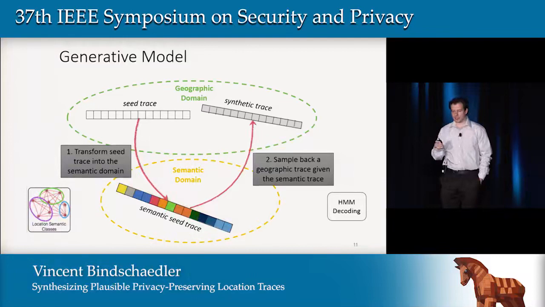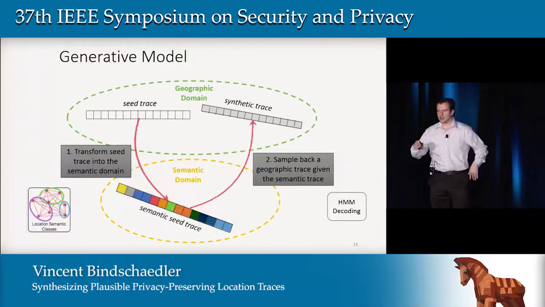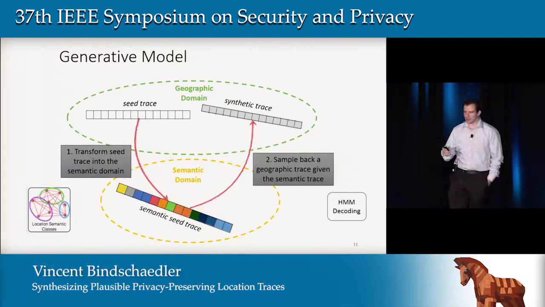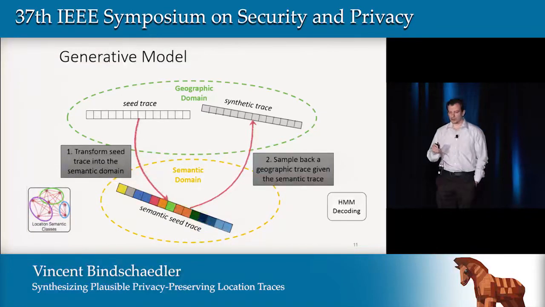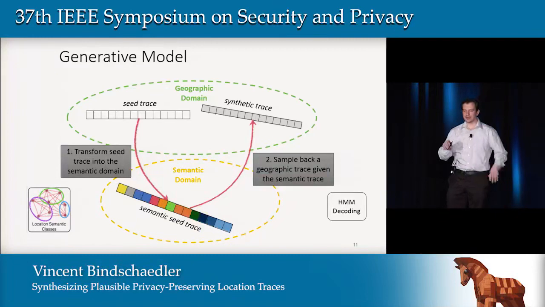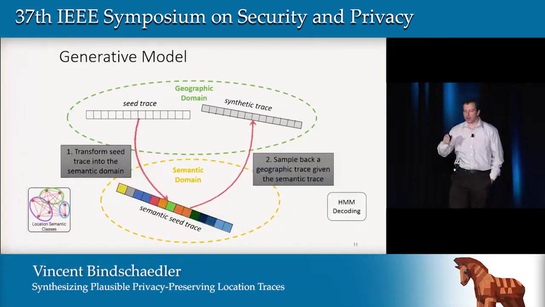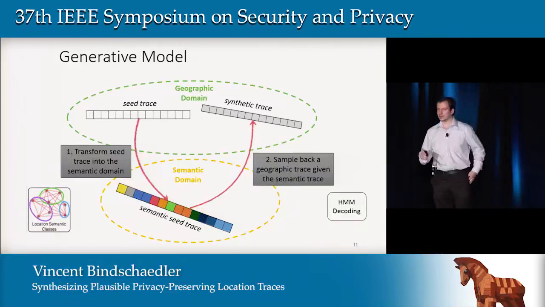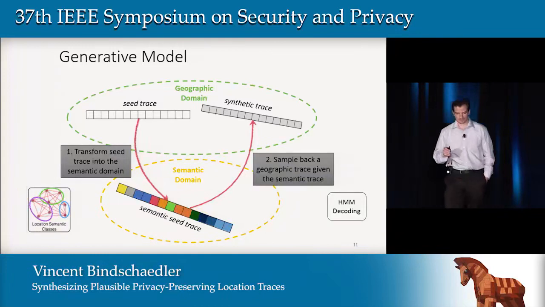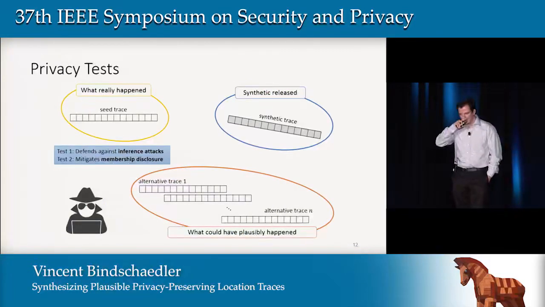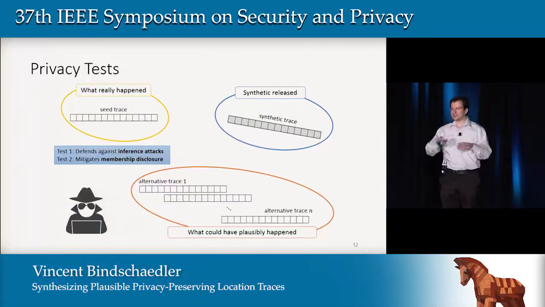Now that we have the semantic seed trace, we actually need to reconstruct, in some sense, the geographic information. So what we want to do is sample back a plausible geographic trace given this semantic trace. To do this, we'll do the following. We will cast this problem as a hidden Markov model decoding problem. Basically, we will pretend that we have observed the semantic seed trace and ask the algorithm to give us a plausible trace through the locations which explain the observed semantic information. Okay, so this is the generative model.